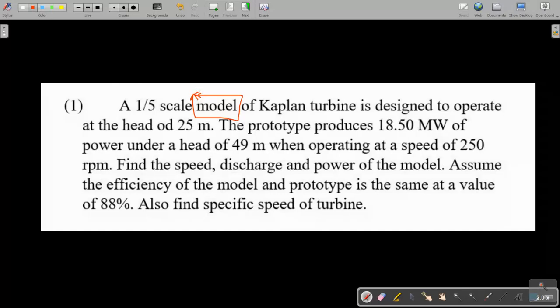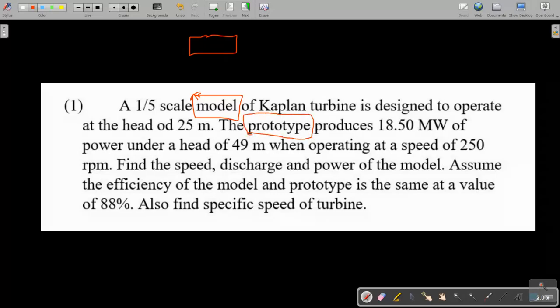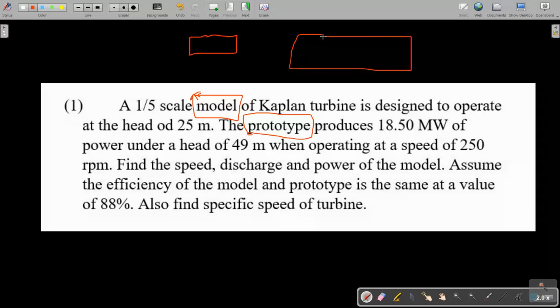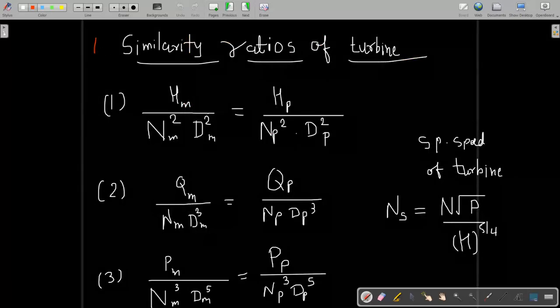In today's lecture, wherever I use the term model, that means a small scale version of the actual turbine, okay? And wherever I use the word prototype, that means the actual sized object, or actual sized turbine, okay? So before starting, first of all, let us see what are the similarity ratios of the turbine.